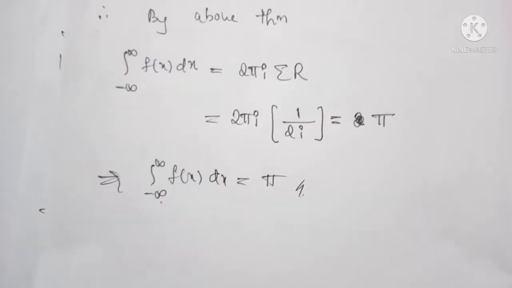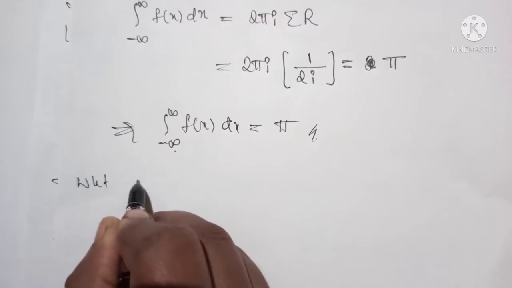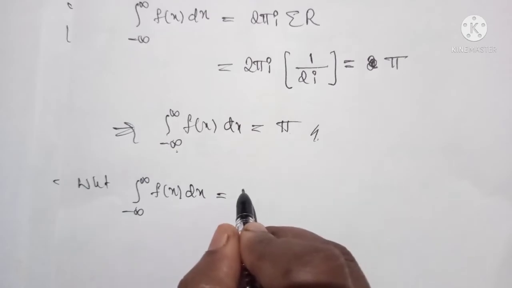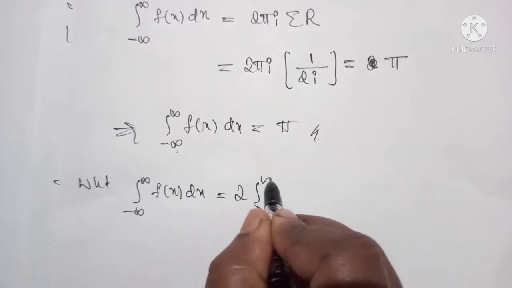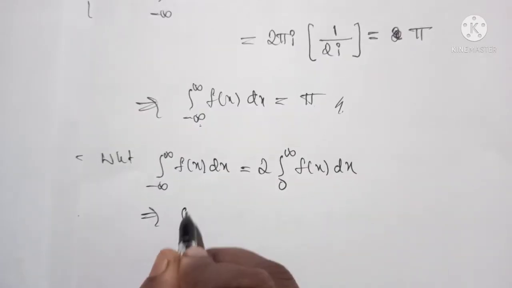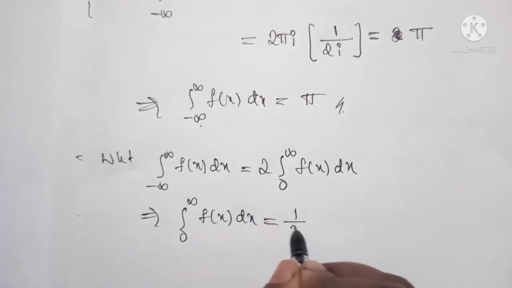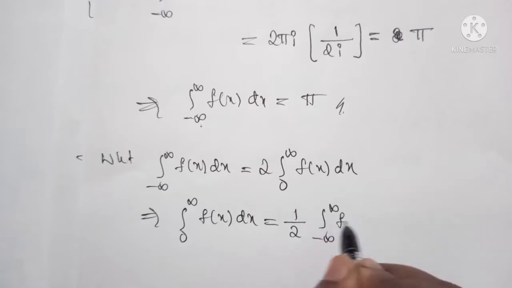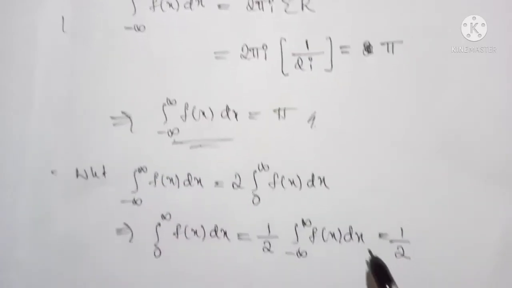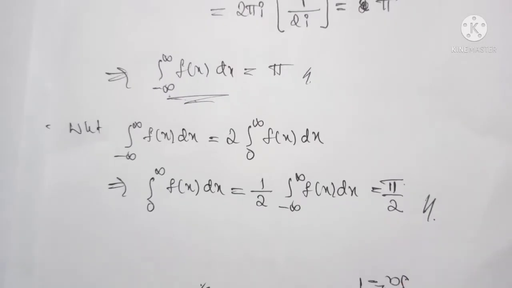For that we use properties of definite integrals. We know that the integral from minus infinity to infinity of f of x dx can be written as 2 times the integral from 0 to infinity of f of x dx, which implies that the integral from 0 to infinity of f of x dx equals 1 by 2 times the integral from minus infinity to infinity, which equals 1 by 2 times pi. So it is pi by 2, which is the required answer.